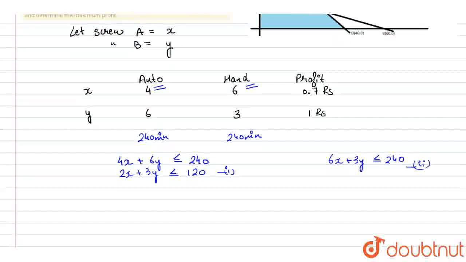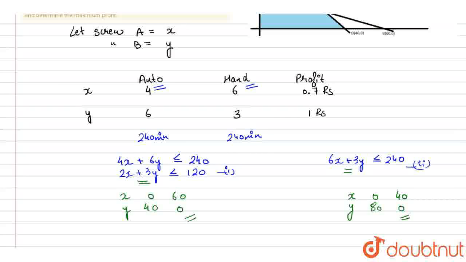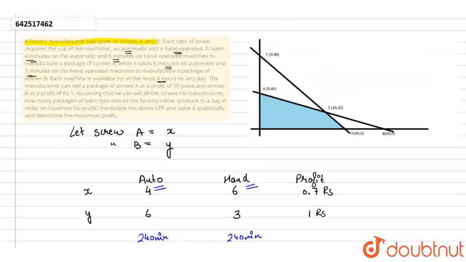Now we'll calculate the point coordinates of these two equations, that is first and the second equation. So if x is put 0 in the first equation, we get the value of y as 40, and if y is put 0, we get the value of x as 60. And in the second equation, if we put the value of x as 0, we get the value of y as 80, and if we put the value of y as 0, we get the value of x as 40. We'll put all these coordinates on the graph and see where it gets intersected.